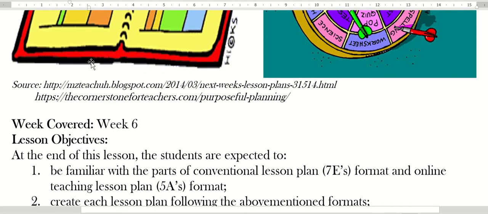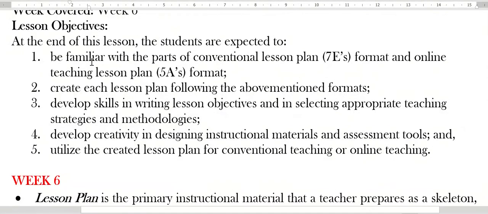So for the lesson objectives, at the end of this lesson, the students are expected to: 1. Be familiar with the parts of the conventional lesson plan in a 7 E's format and online teaching lesson plan in 5 A's format. Number 2. Create each lesson plan following the above mentioned formats.